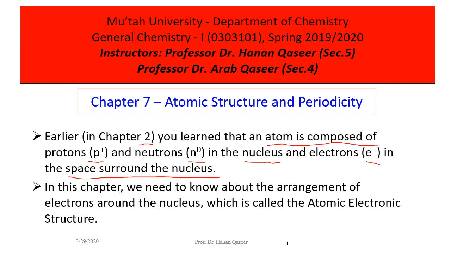In this chapter, we need to know about the arrangement of electrons around the nucleus, which is called the atomic electronic structure. We will get to know more about the electronic configuration of the atom in this chapter.